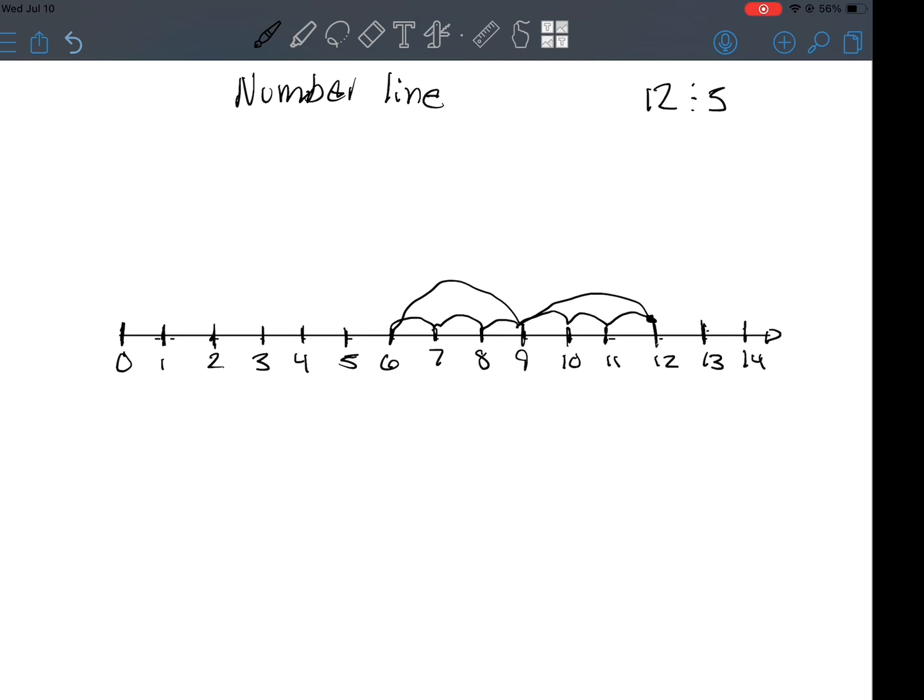So now we have 2 jumps, 2 big jumps. We have 3 big jumps. Now we have 4 big jumps. So that means we have to make 4 jumps to reach 0. Each jump represents one group of 3. That means 12 divided by 3 equals 4.